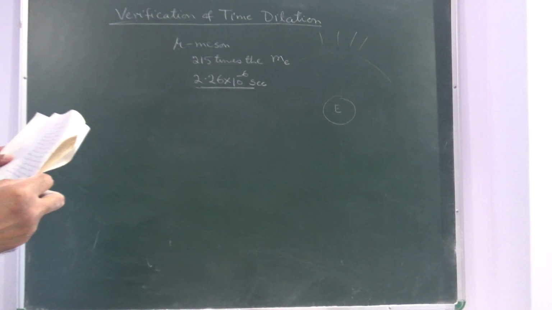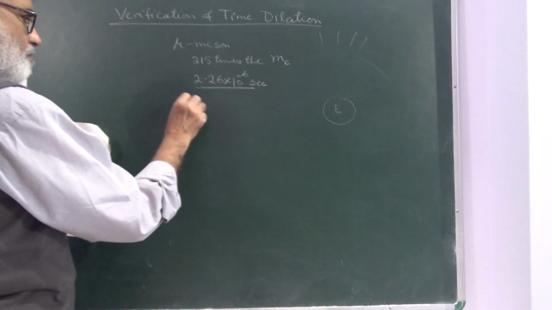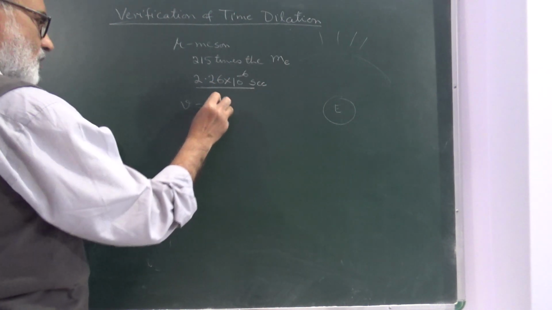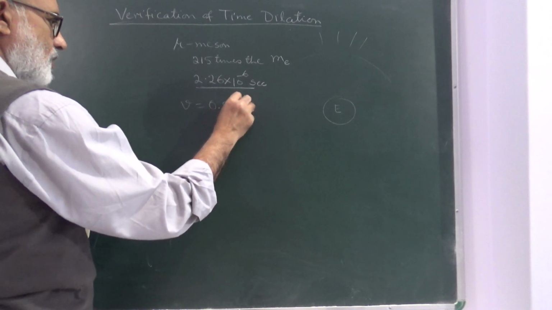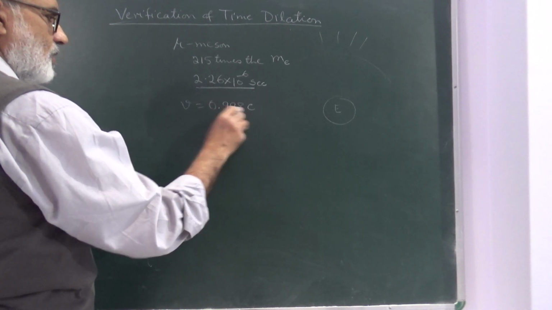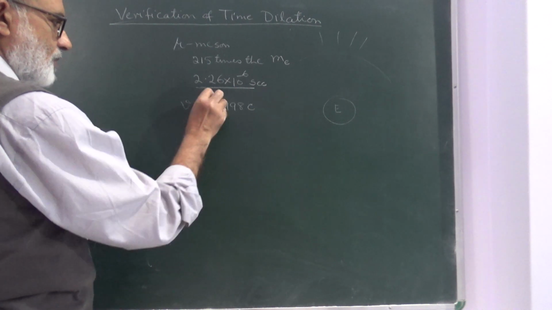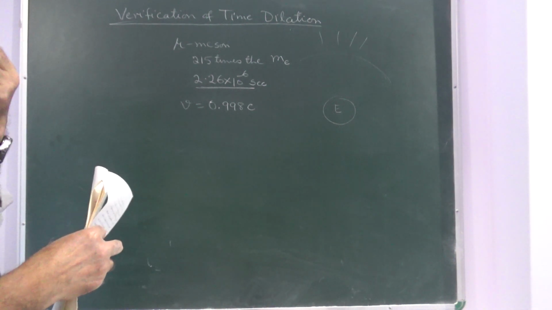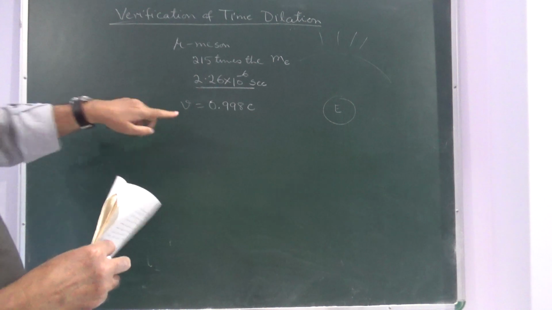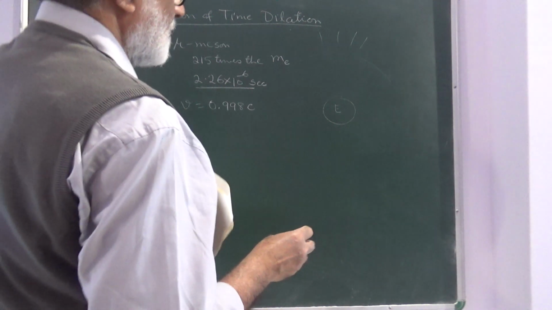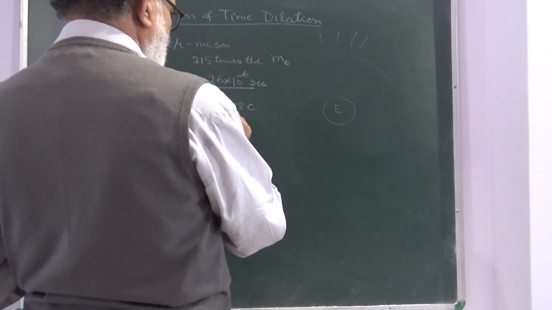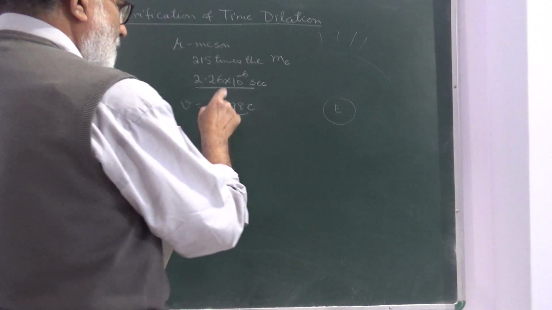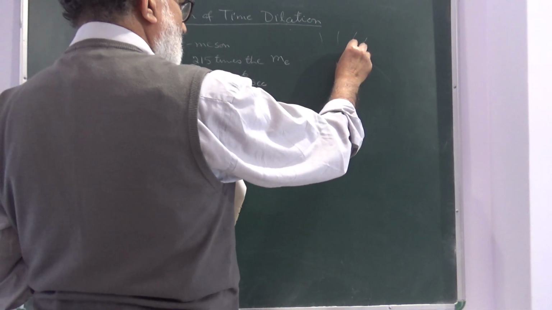And this muon meson is moving with a certain velocity, and this velocity is 0.998 times the speed of light. So if we calculate the distance up to which this particle must have traveled, and suppose velocity is this much and the time for it is this much, then if you multiply, we will find how much distance it must have traveled.